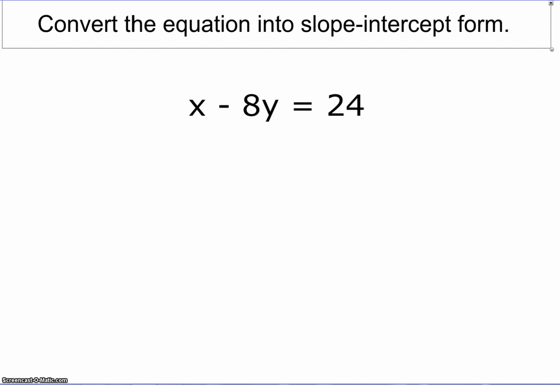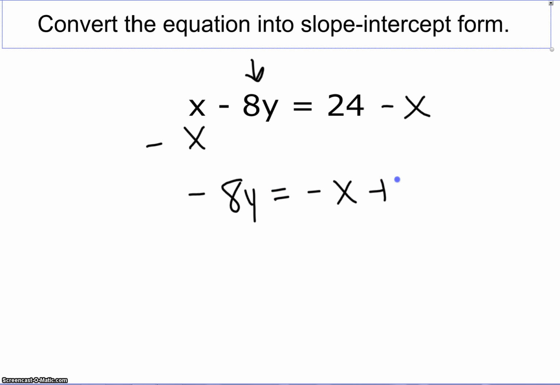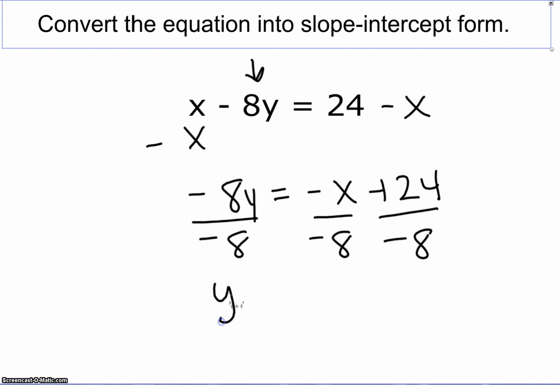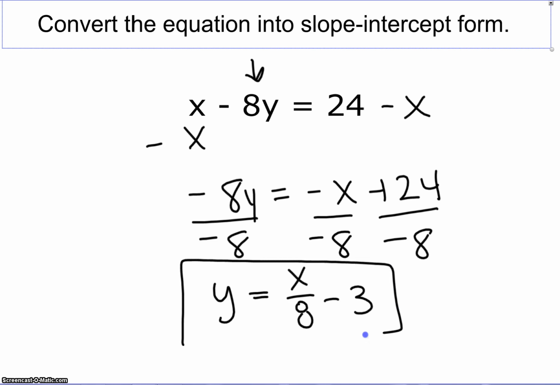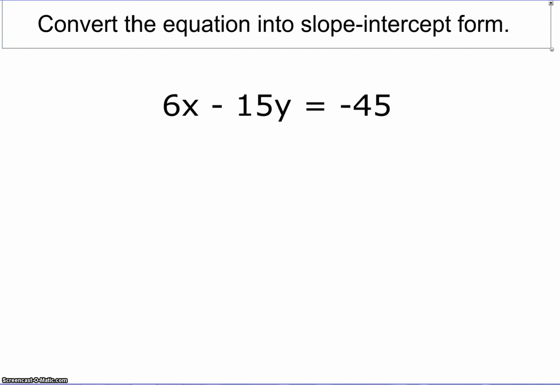Another example. x minus 8y equals 24. I know I need y by itself, so I'm going to subtract x. Negative 8y equals negative x plus 24. So I'm going to divide by negative 8 on both sides. y equals x divided by 8, and then minus 3. This should be really easy for you if you remember the forms that you need to put it into.